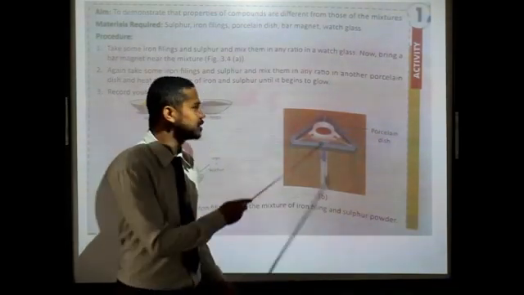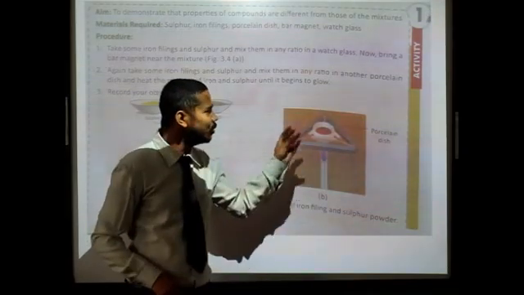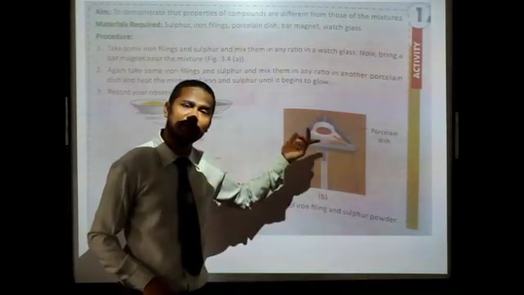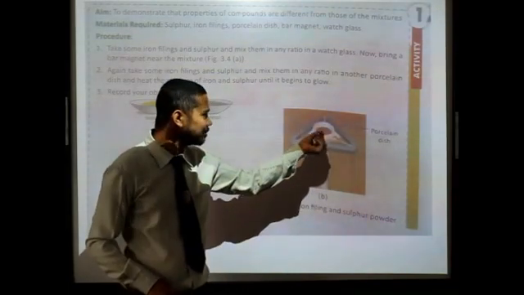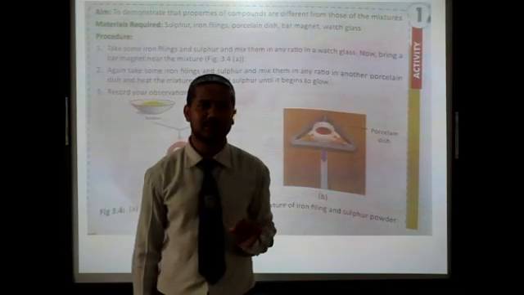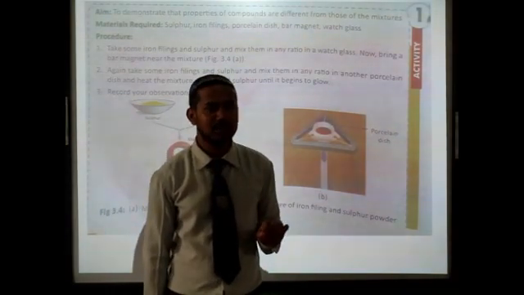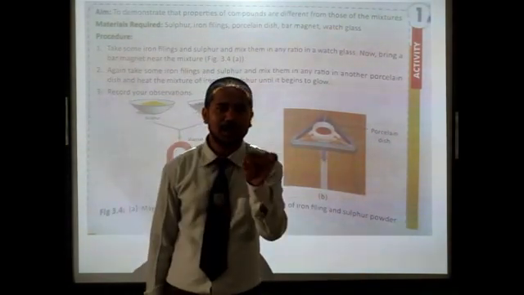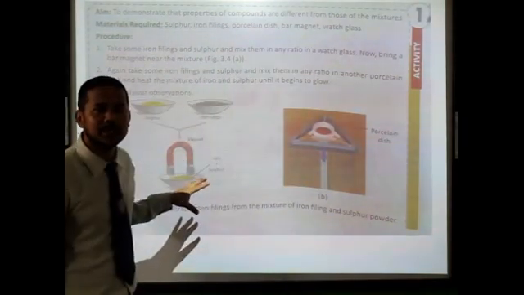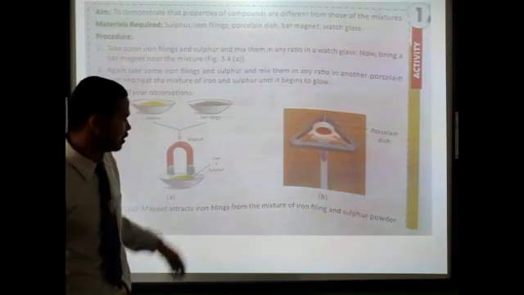Then what will happen? You will see that iron will not get attracted towards the magnet. You cannot see which one is iron and which one is sulfur. So if you bring a magnet here, nothing will get attracted toward the magnet. That means iron has lost its property. So in a compound, components will lose their property. In a mixture, components will not lose their property.